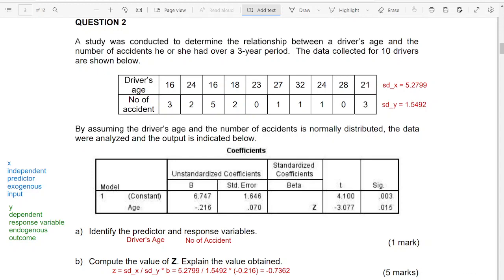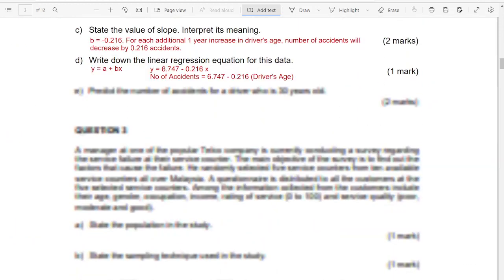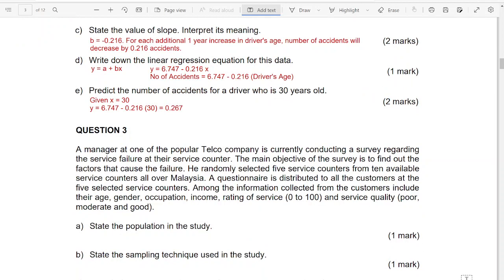Alright, so that is for the last one, the prediction. So that means the predicted number of accident will be 0.267 accident. So almost 0 lah kan. Okay, tak ada accident lah. So maknanya 30 years old ni dia dah jadi expert driver lah. Dia dah expert, mungkin lah macam tu lebih kurang. Okay, so that is for the answers untuk question number 2 untuk Julai 2021 punya past semester exam papers.